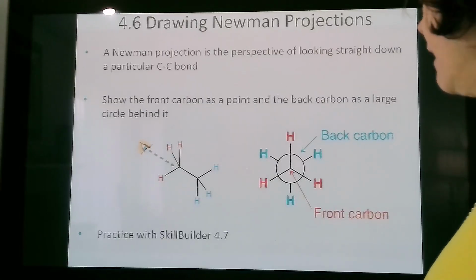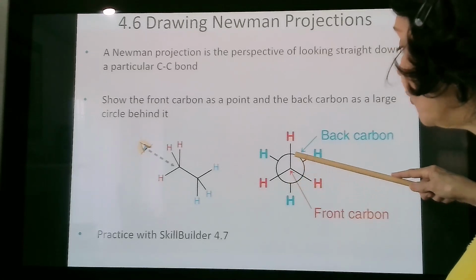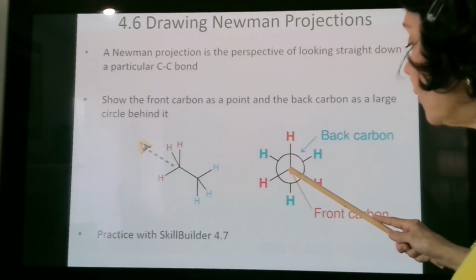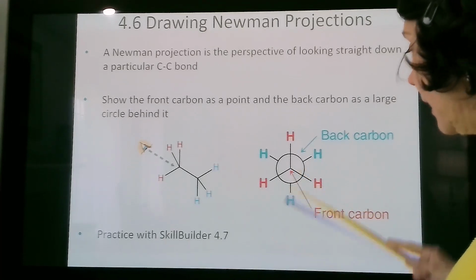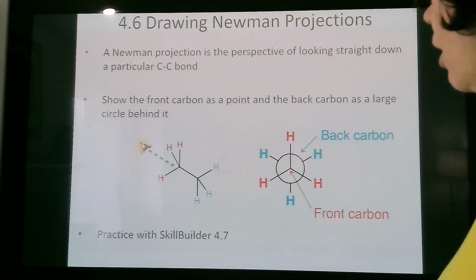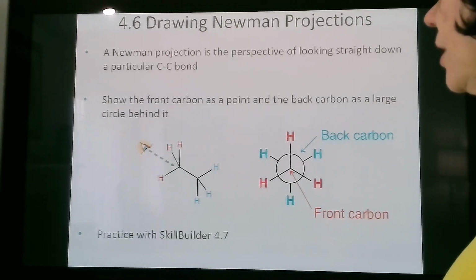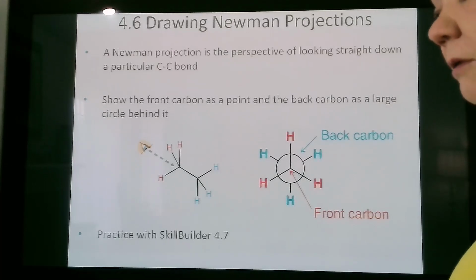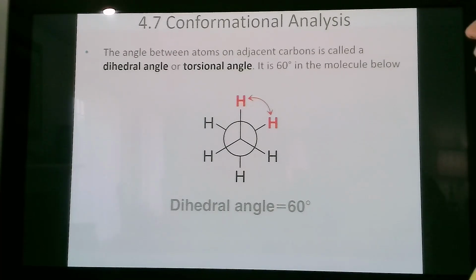So I just finished telling you all of this. So this big circle represents the back carbon, and this intersection of lines here represents the front carbon. And these are the CH bonds coming off of that back carbon. You ought to get out the other video I made for you and look at it carefully.